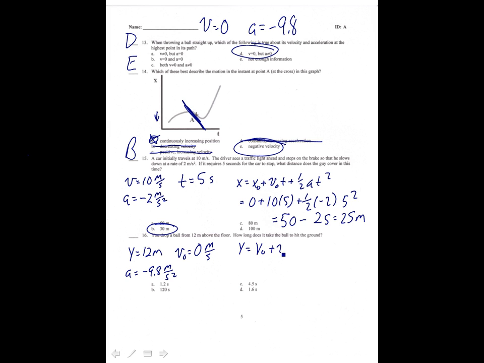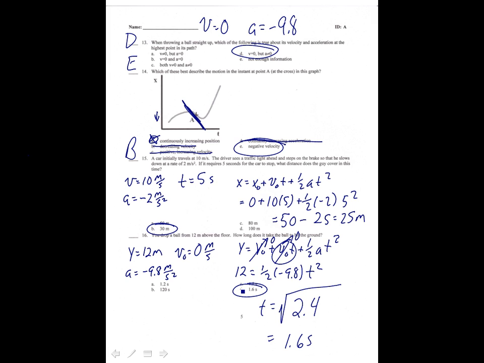Y is equal to Y0 plus V0 t plus 1/2 at squared. V0 fortunately goes to 0. This goes to 0. So we can solve this. Say 12 is equal to 1/2 times minus 9.8 times t squared. And if we solve this for t, that's the square root of 12 divided by 4.9, which is 2.4 seconds. The square root of 2.4 gives us the answer 1.6.